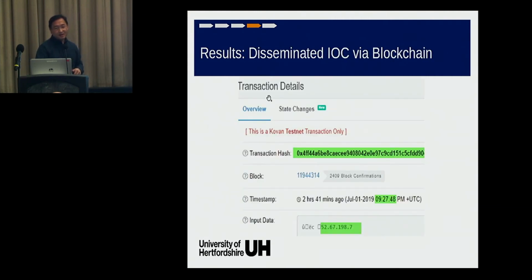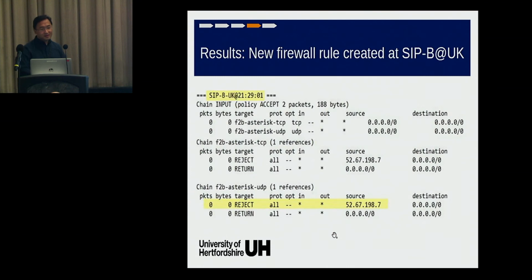Okay, and then over here, the blockchain script also disseminates this IOC, indicator of compromise, via blockchain, and it will give you the transaction hash. Yes, this transaction has been committed, and this is the hash for you. And this is the input data. You can see that the same attacker's IP address is captured over here. And then at the server in UK and in Singapore, it retrieves this attacker's IP address and creates its own firewall rule.